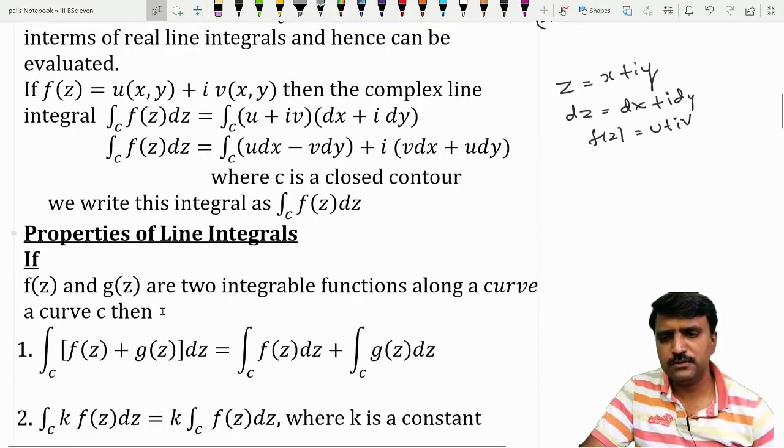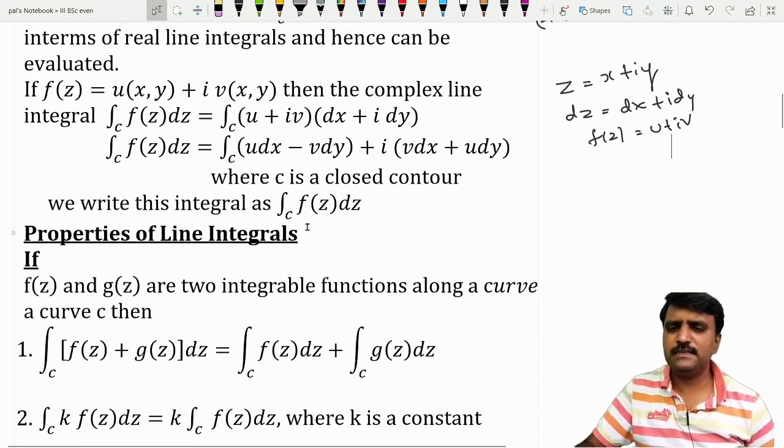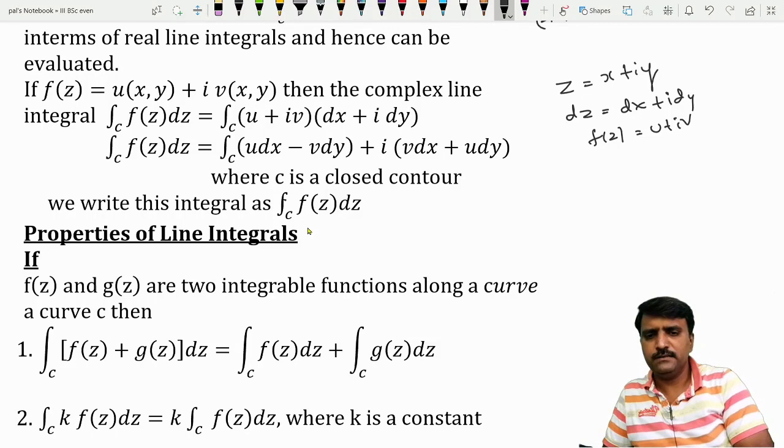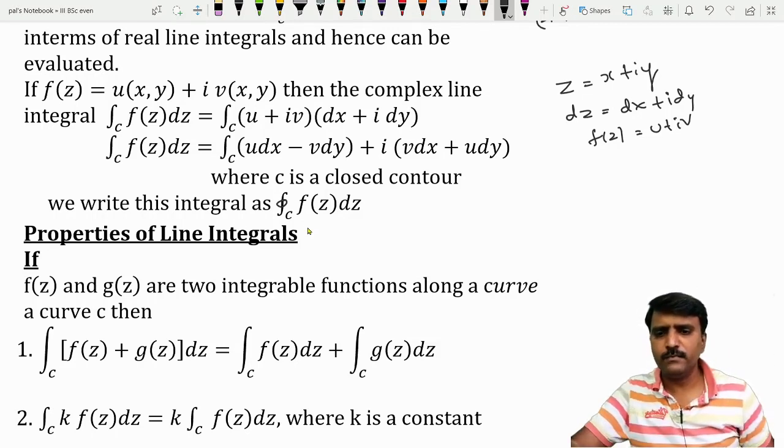Here C is the closed contour. So we write this as the integration of f of z dz over C. If C is the closed contour, then we write it like this, with a circle mark on the integral. There is some mark, we are using this type of mark here.